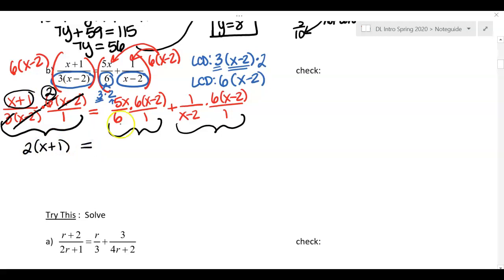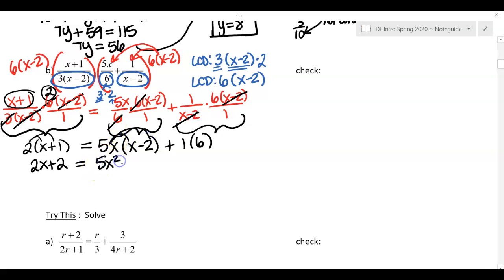In the second group, the factor of 6 can completely factor out the other factor of 6, but I'm left with 5x times x minus 2. In the third group, the x minus 2's can completely cancel out, and I'm just left with 1 times 6. And I'm just going to clean these things up a little bit. So here I'm going to distribute the 2, 2x plus 2. Here I'm going to distribute the 5, so 5x squared minus 10x, and then 1 times 6 is 6.